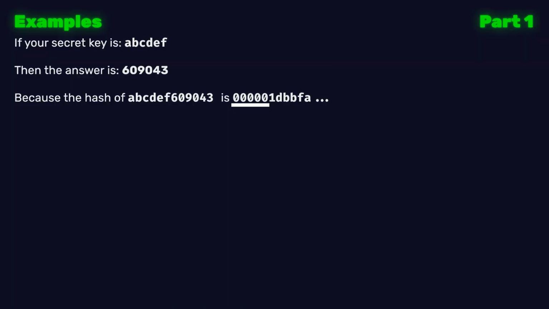Suppose that you are given the secret key ABCDEF. Then the answer shall be 6,009,043. This is because if you append the key and the number and you compute the MD5 hash, then the resulting hash has 5 zeros at the start. Additionally, it can be shown that this is the first number which, combined with the secret key, results in 5 or more zeros at the start of the resulting hash.